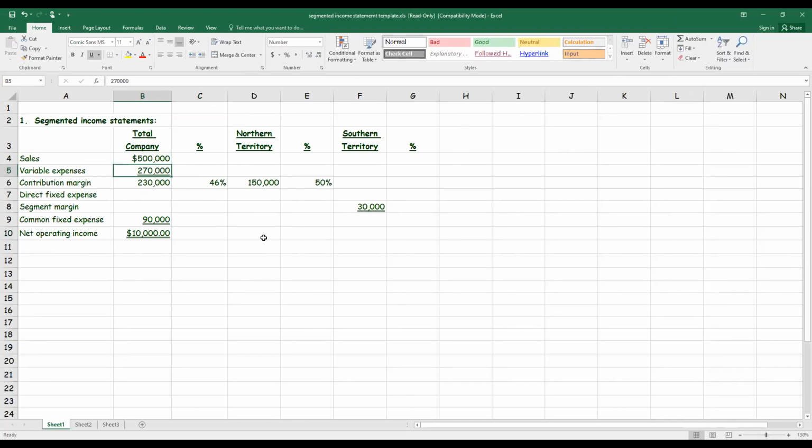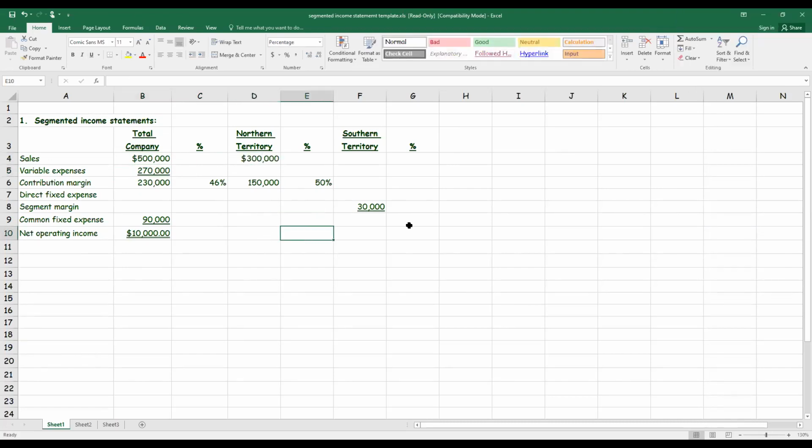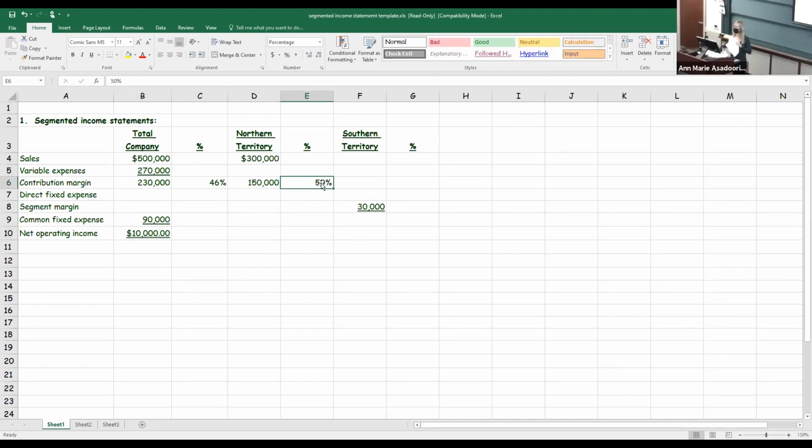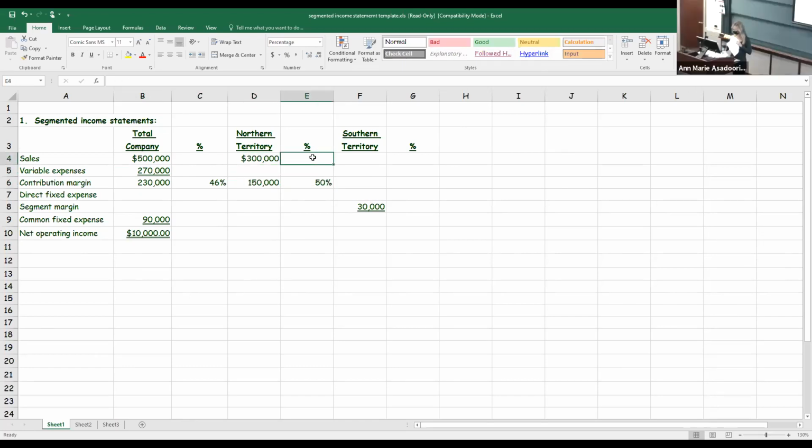The Northern Territory sales are 300,000. Okay, and you know that how? Because the contribution margin is 50%. Right. So this is telling you that this 150 is 50% of this, so that has to be 300.